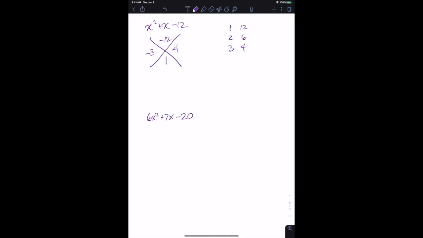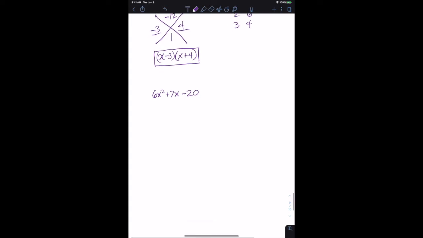So all we have to do now is write x and then this found number, minus 3, and put parentheses around it. There's one binomial. The other binomial is x, and then we put this number in, plus 4. And we're done. Because if you multiply those two binomials together, you will get x squared plus x minus 12. And that's the goal. So this is the answer to factor that quadratic trinomial.